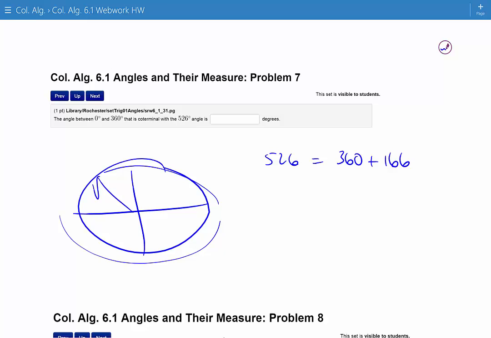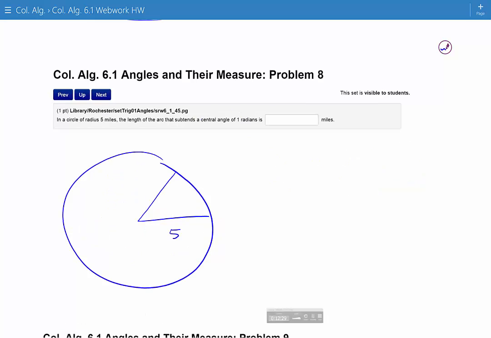Well, we can simply subtract that 360 to get back to the same angle over here, so just subtract this 360 from both sides, and you get 166, which is the angle that they're looking for there. That's coterminal. Same location, same direction, but actually a different angle. Okay, we've talked about this again.